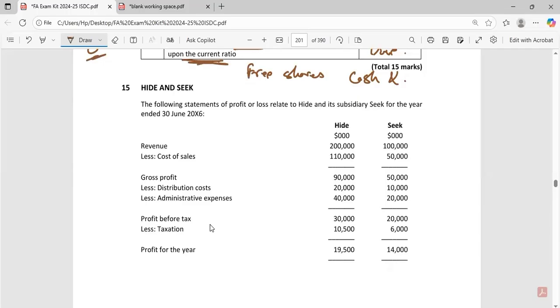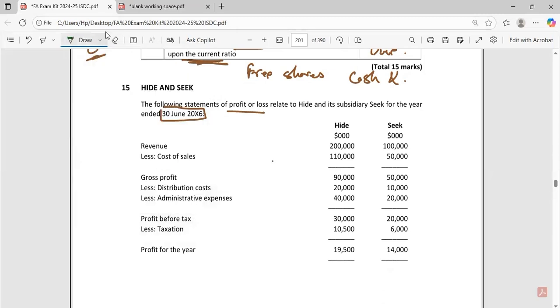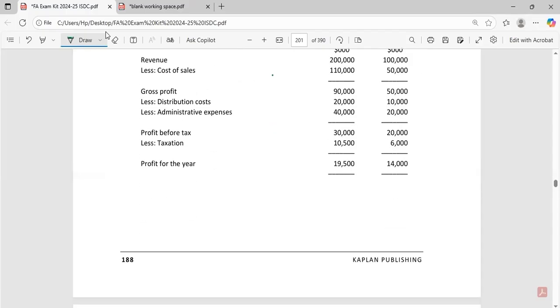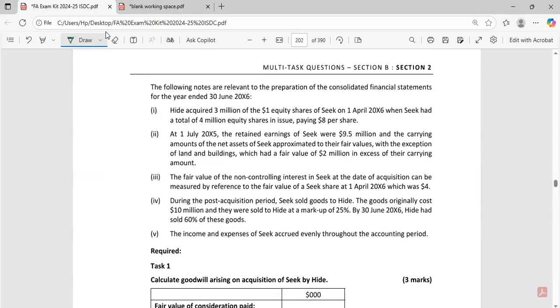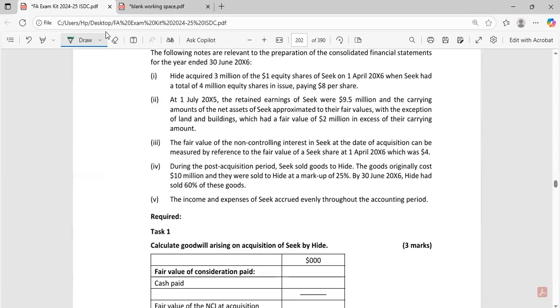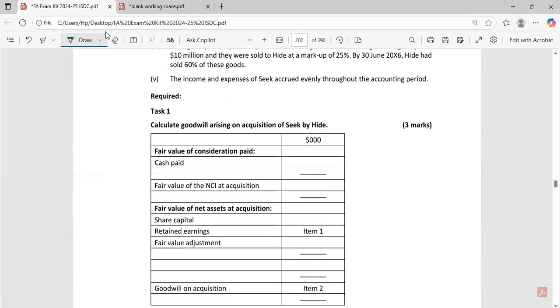Let's move on to the 15th question, which is the Hyde and Seek company question. Now this is a question of consolidated profit and loss. Earlier one was consolidated financial position; this is consolidated profit and loss. We have been given the year end is 30 June 20x6, so keep this in mind. Let's change the color of the pen now. First, let's quickly see the requirements. We have been given a lot of information, but the first requirement is to calculate goodwill. The first thing we have to tell is the cash paid.